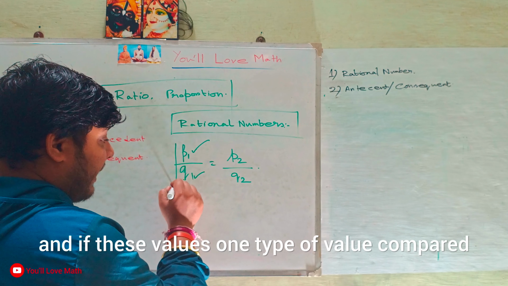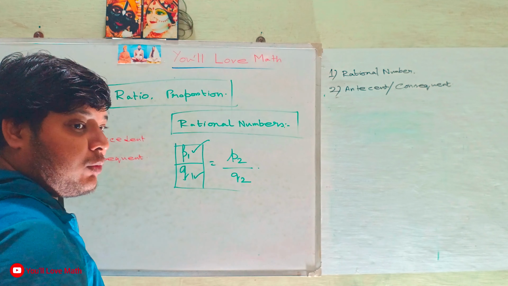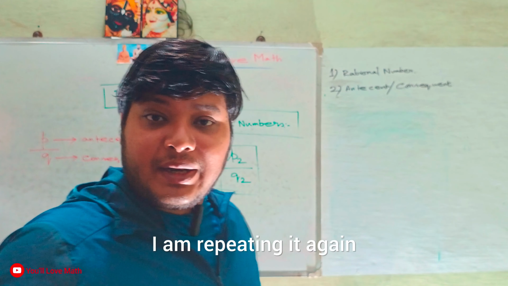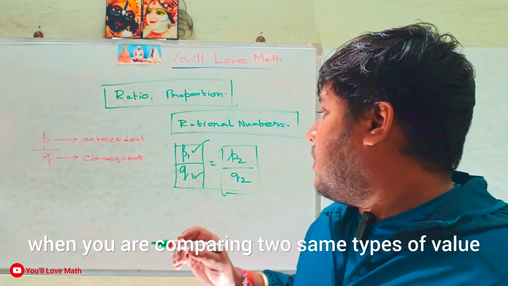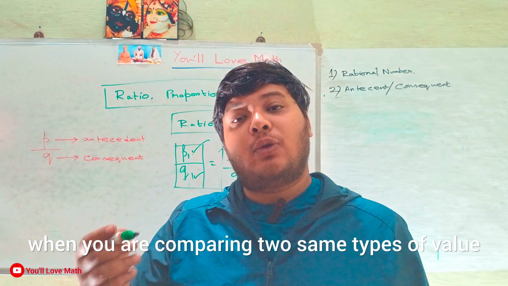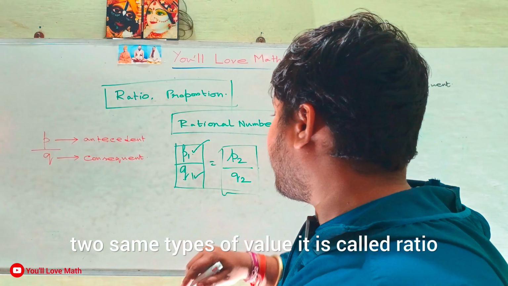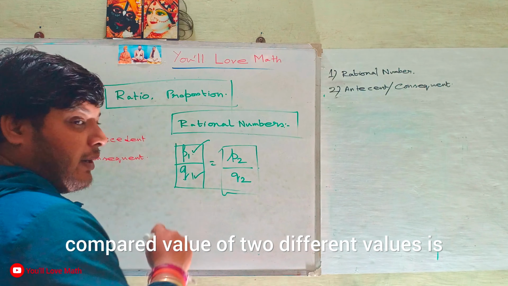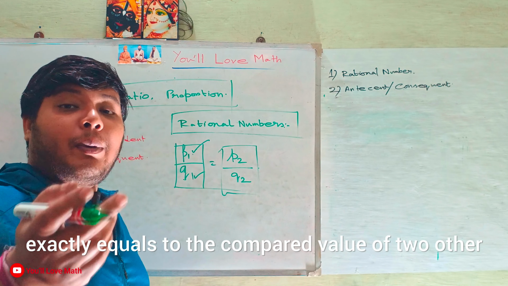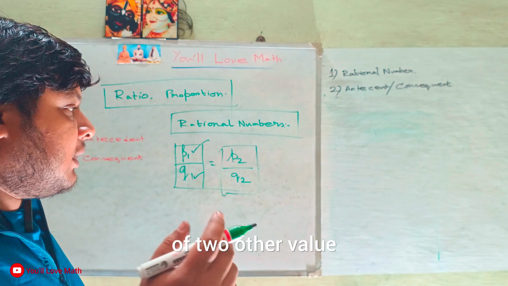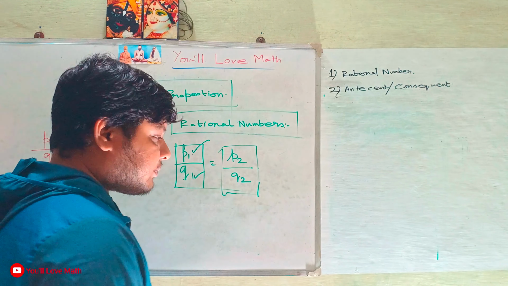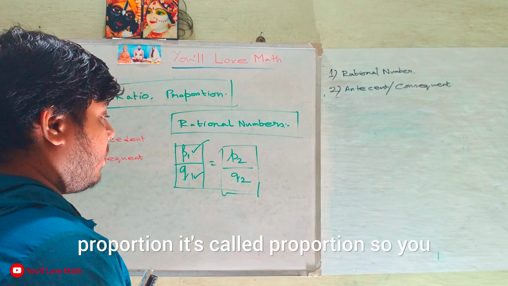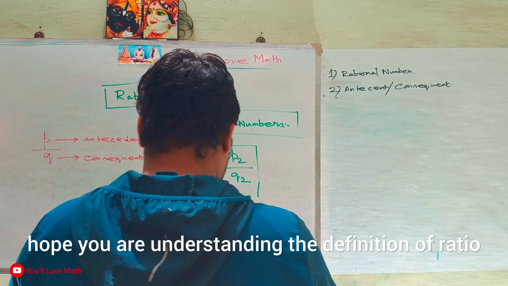And if the compared value of one pair is equal to the compared value of another pair, it is called proportion. Understand very carefully, I am repeating it again. When you compare two values of the same type, it is called ratio. When that compared value is exactly equal to the compared value of two other values of the same type, it is called proportion. I hope you understand the definition of ratio and proportion.